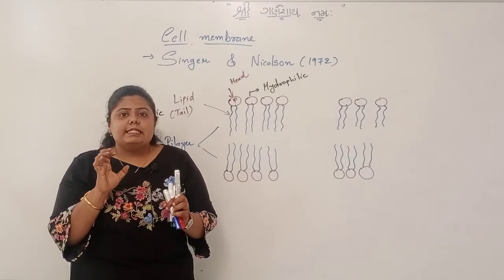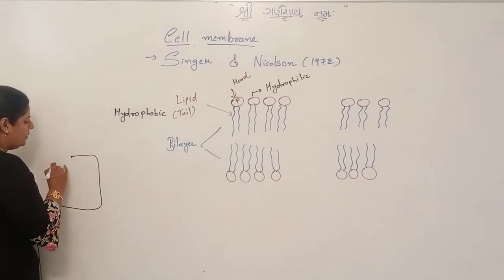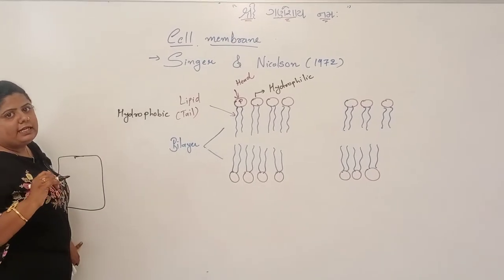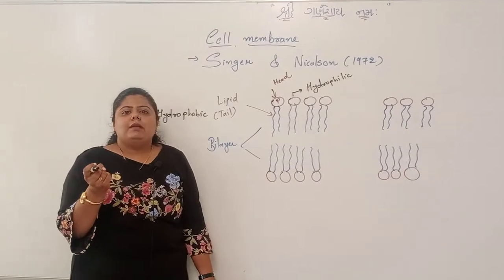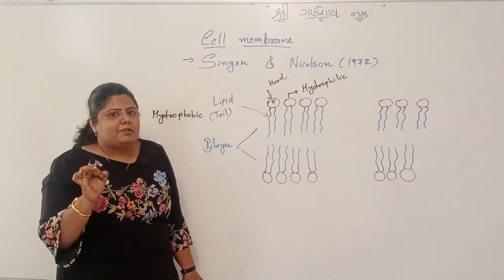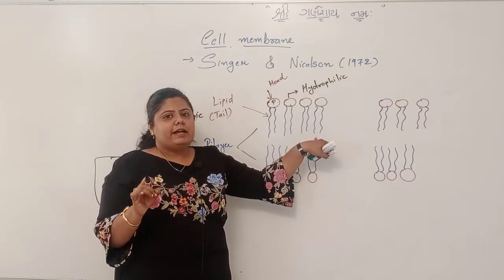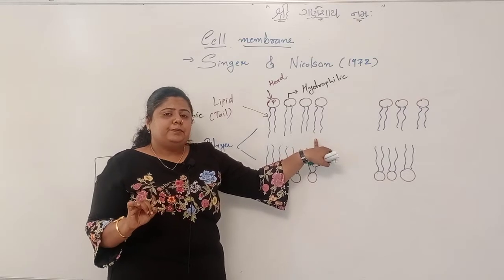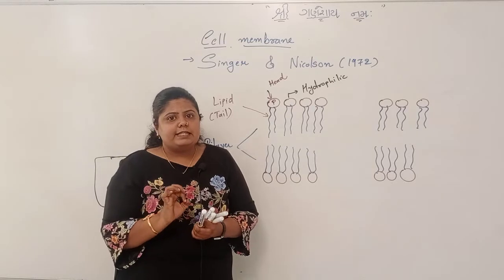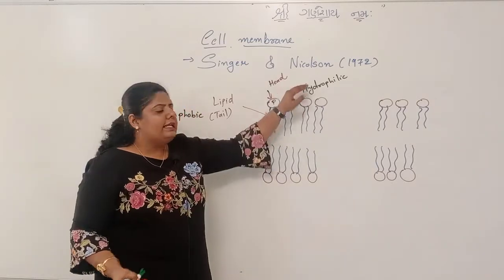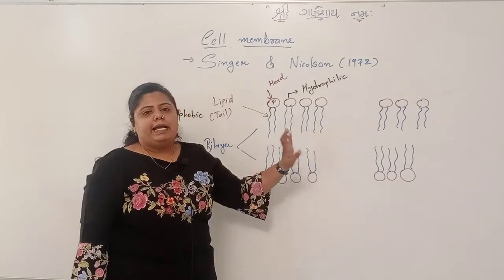So if any molecule wants to pass through our cell membrane, there is a partiality. Why? Because water soluble molecules can't pass through this membrane. Why? Because lipid does not react with these molecules. So if molecules are lipid soluble and small in size, they can easily pass through membranes. Okay, this is about the bilayer.